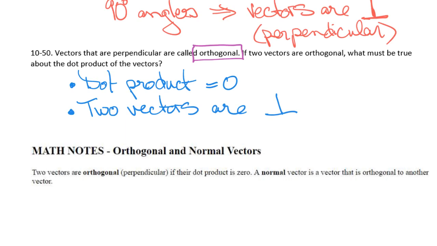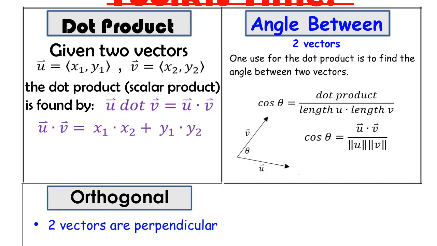Okay, so let's take a look at the rest of our math notes. It says two vectors are orthogonal, in other words, they're perpendicular, if their dot product is 0. A normal vector is a vector that is orthogonal to another vector. Okay, let's put this in our toolkit.